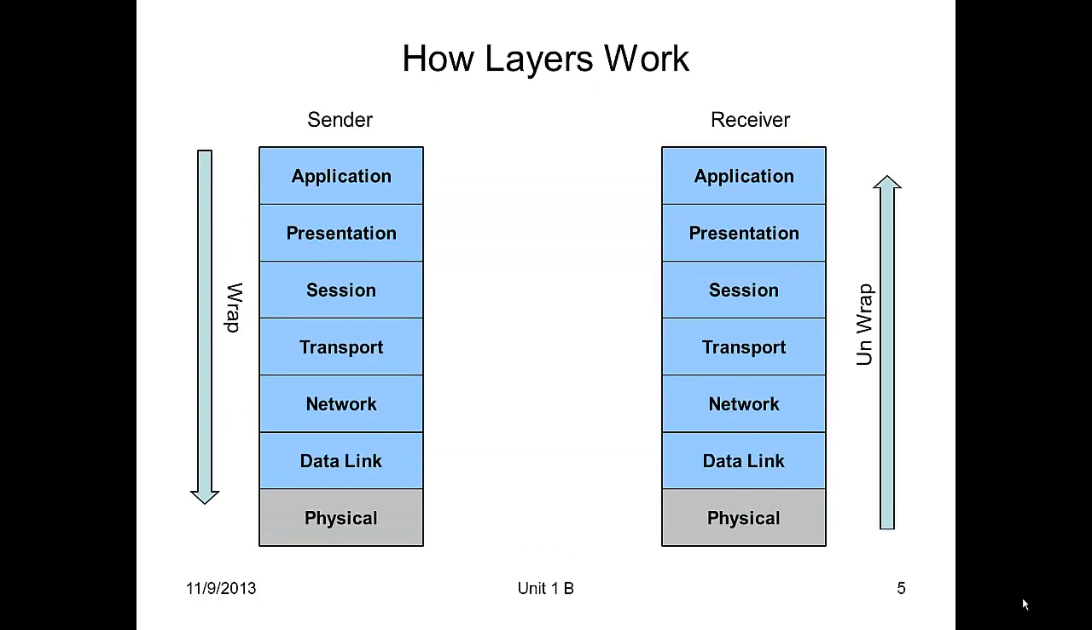How the layers work. On the sender side, you take some data you want to send and you gradually wrap it or insert it into envelopes that represent each layer: application, presentation, session, transport, network, data link, and physical. And then on the receiver side, you unwrap the various layers, and at the end you end up with some data that gets sent to the corresponding application at the other end.